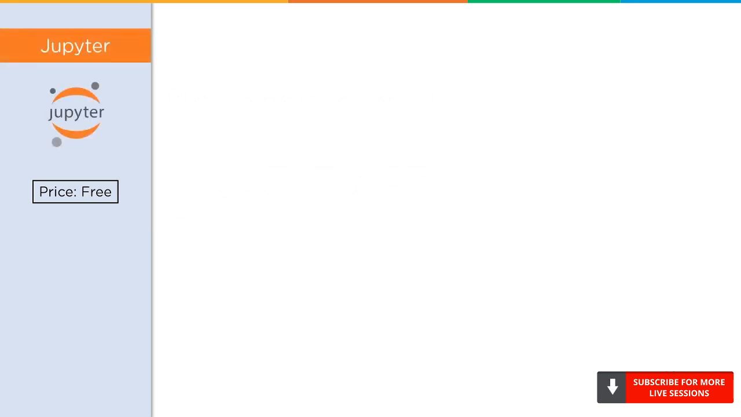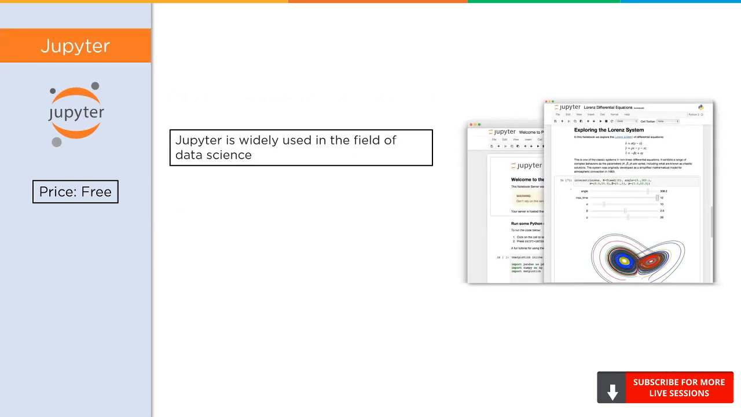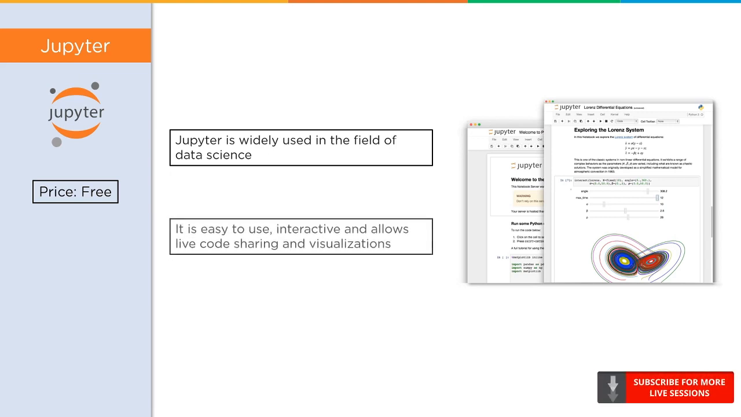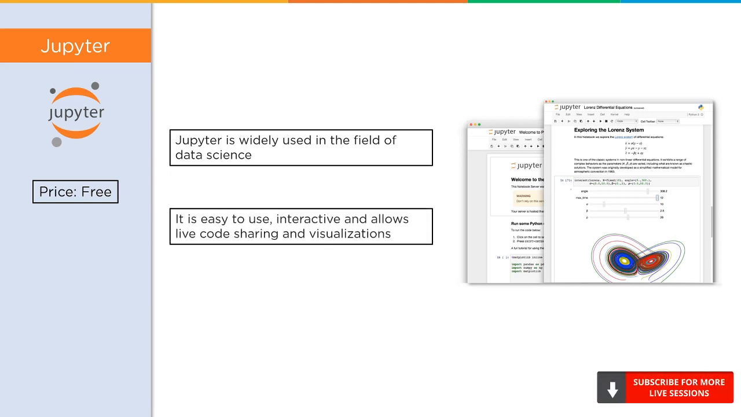Next we have Jupyter. Jupyter is widely used in the field of data science. It is a tool for people who have just started with data science, and it's completely free. It is easy to use. It is an interactive data science IDE across many programming languages that works not just as an editor but also as an educational tool or presentation.